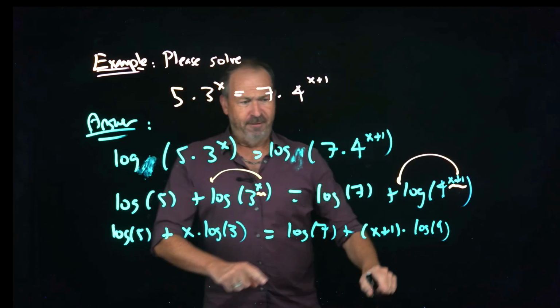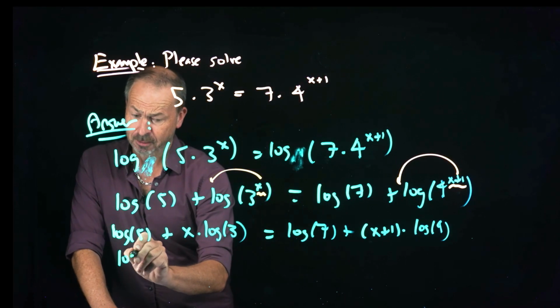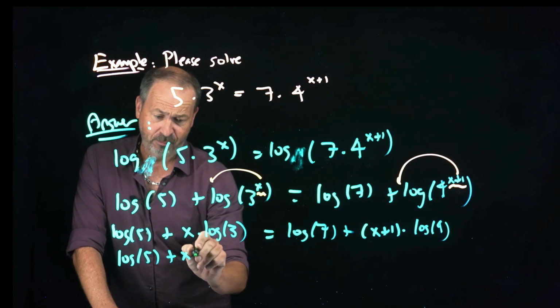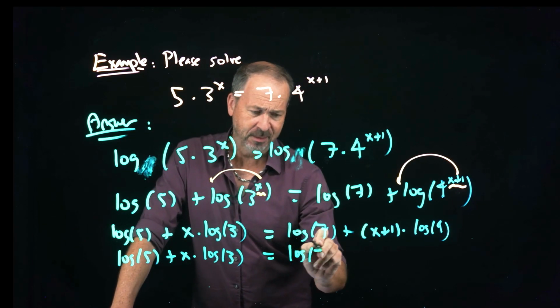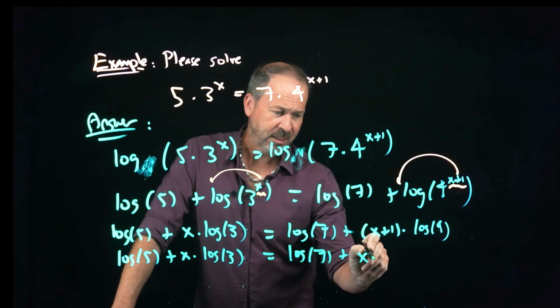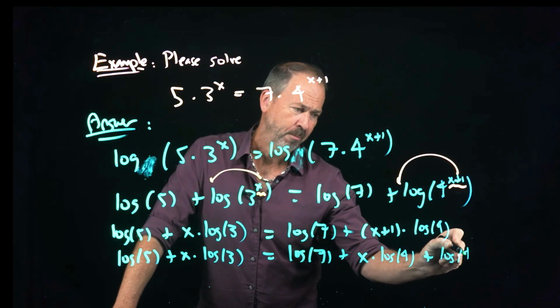All right, not looking fun. I might want to expand that out. In fact, I will expand that out. Log base 10 of 5, here I go, lots of writing again. Log base 10 of 3, x times, equals log base 10 of 7 plus x times log base 10 of 4 plus 1 log base 10 of 4.